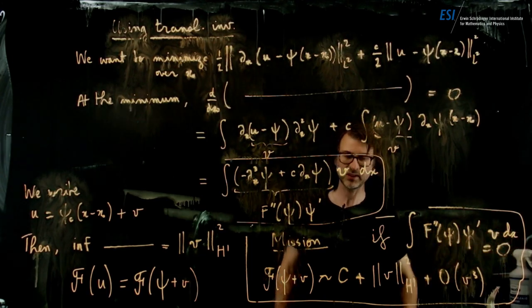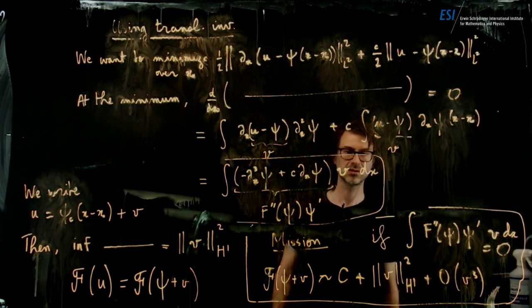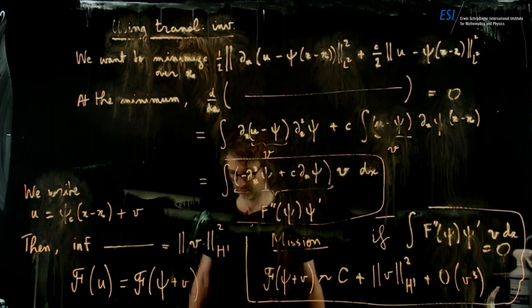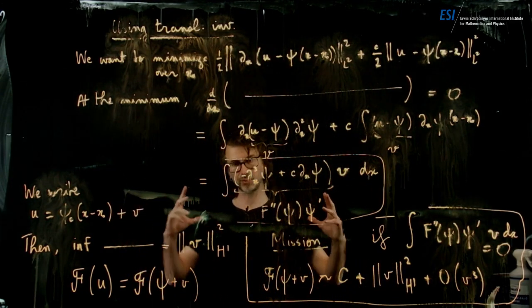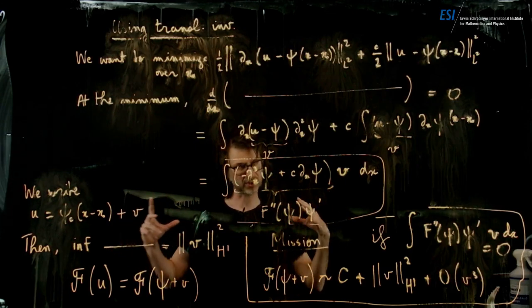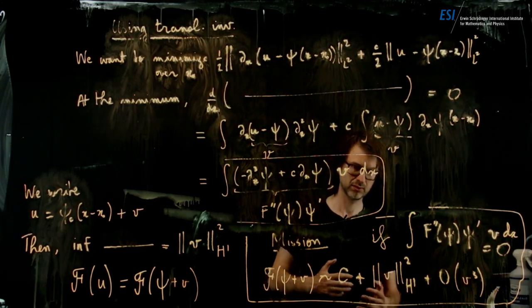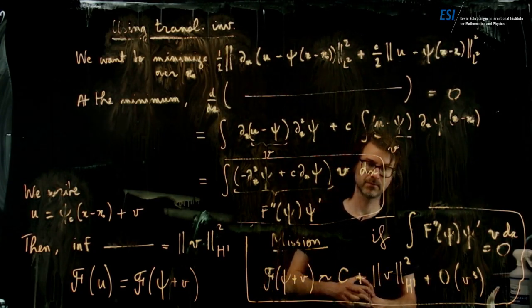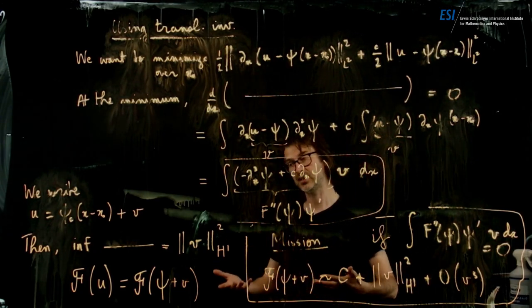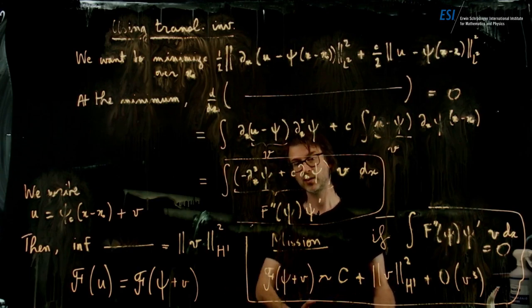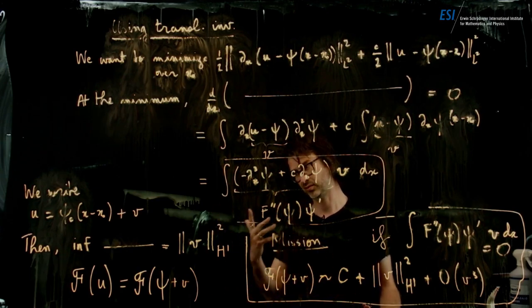So we're minimizing both over U and x naught, or U is fixed and we're minimizing over x naught? We're minimizing over x naught, at fixed U. Right, we're trying to fit U as well as possible with the soliton. And U is the solution at a given time. Yes, ultimately it's going to be the solution at a given time. But now everything is just a variational problem.